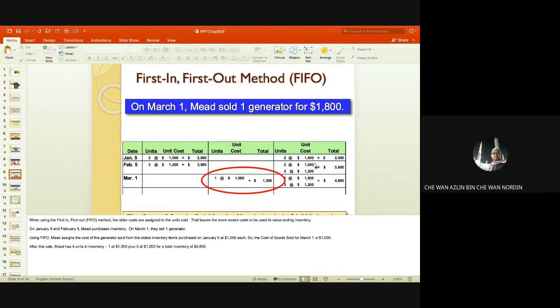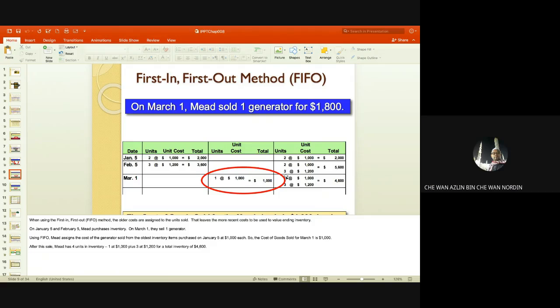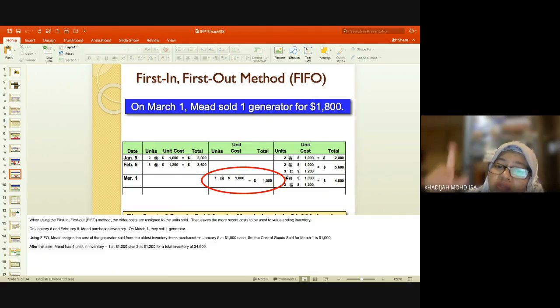Okay? So when you sell 1 unit of the 1,000, the balance of these 2 units will be only 1 unit left, because you only sold 1 first. So the 1,000 has 1 unit left and the balance 3 units are still there, and the cost is 1,200. So total your closing stock will be 4,600.